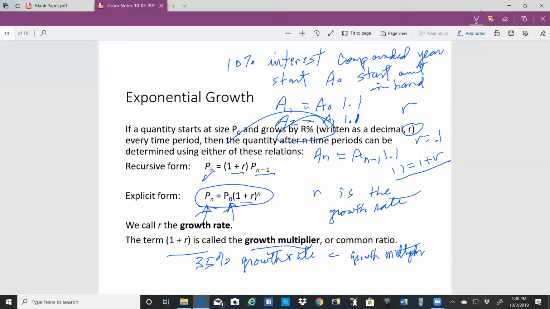What would be the growth multiplier if the growth rate was 35%? Jennifer, I bet you know. Nobody said anything. Is everybody gone? No, I'm still here. I'm just trying to figure it out. Wouldn't it be r? Yeah, the growth rate is 35%.